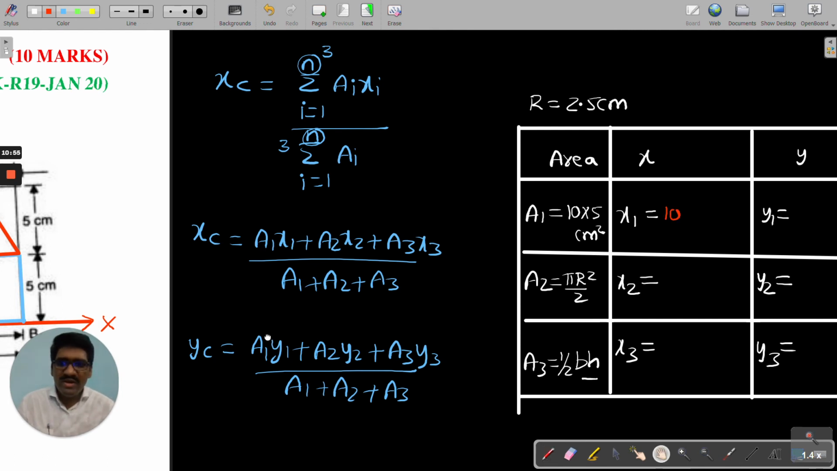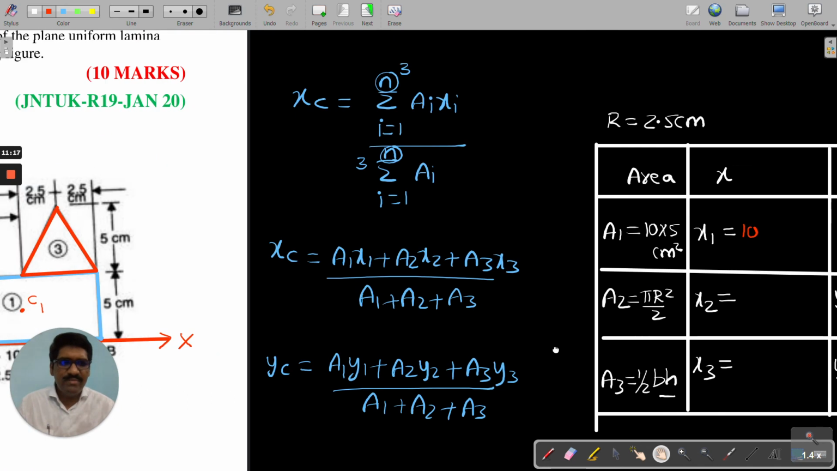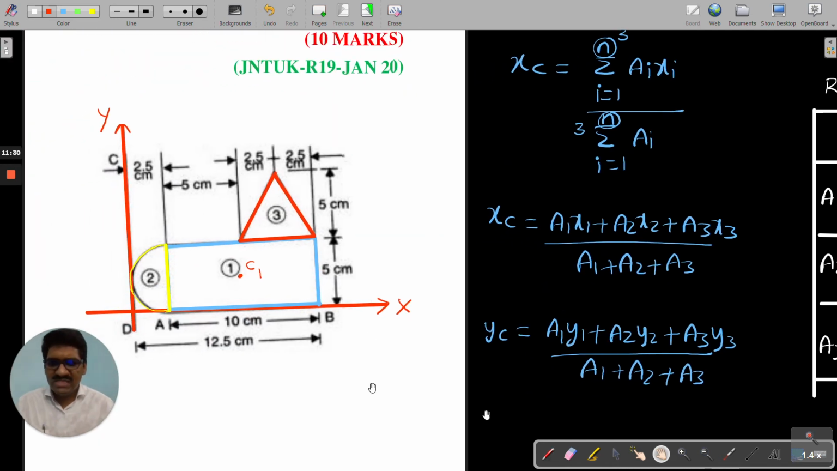Now, what about the y coordinate? For y, we should take x as reference. Now this is the centroid, all of you. What is the total height we have? 5 is the height. Now this is the x-axis. What is half of the height? This becomes 2.5. This total height is 5, so this becomes 2.5. Therefore, I am taking this one as 2.5, and this one is 10.